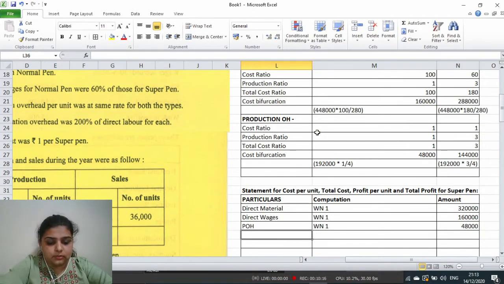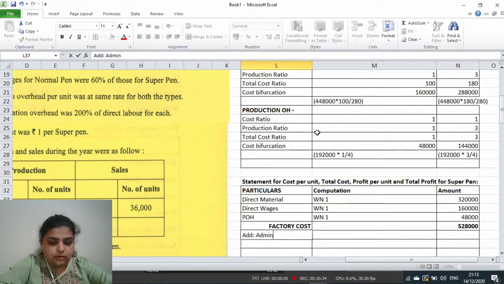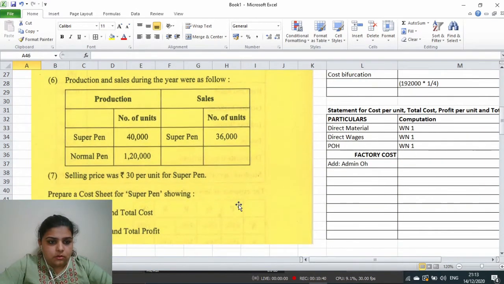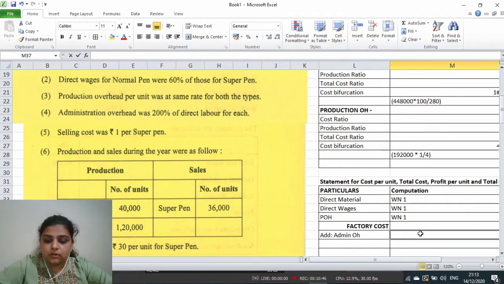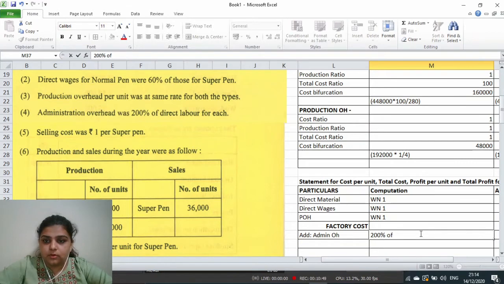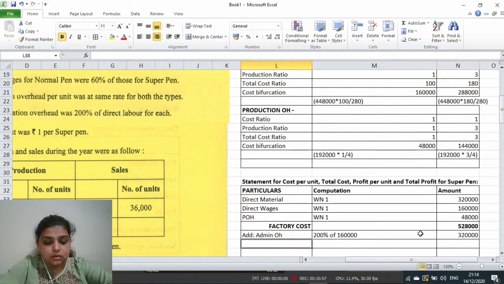What I get is the factory cost. There's no WIP, so directly I can write this as the factory cost. Next would be add admin overhead. They are writing admin overhead 200% of direct labor cost. So that would be 200% of direct labor cost, that is 1,60,000. So that is this into 200%, that is 3,20,000.